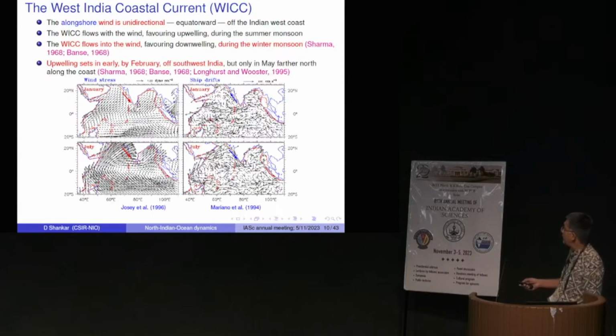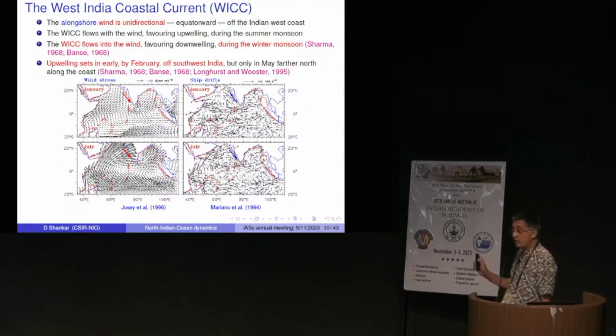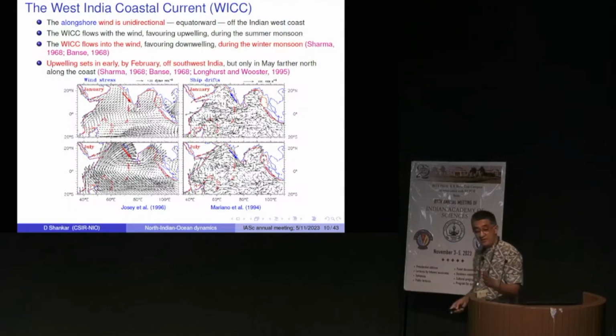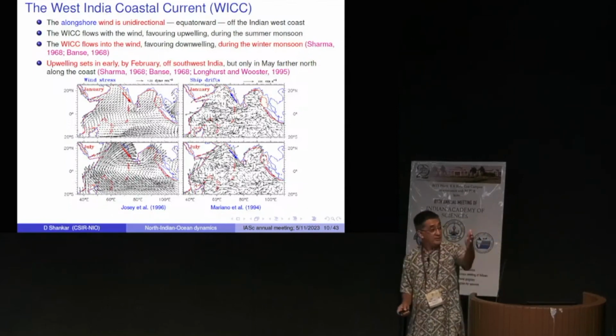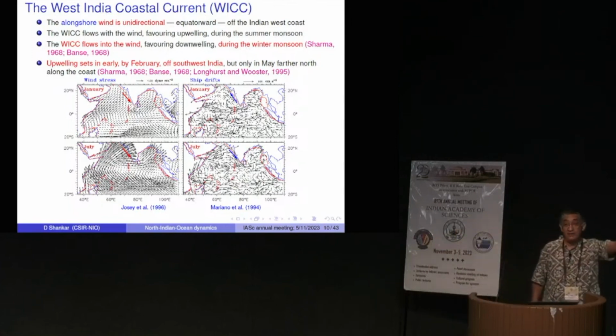So what happens along the west coast of India? Now you look at these winds, they reverse with season. But there is an interesting catch here. What is of interest to us is the alongshore wind. Because what happens is the following. Suppose this is a coast. This wall is a coast, and I have a wind blowing away from me. Okay, so it is with the coast on its left.